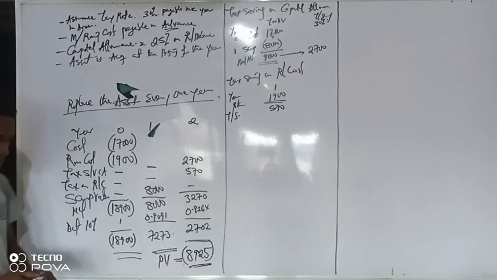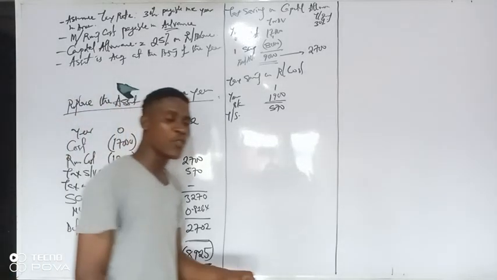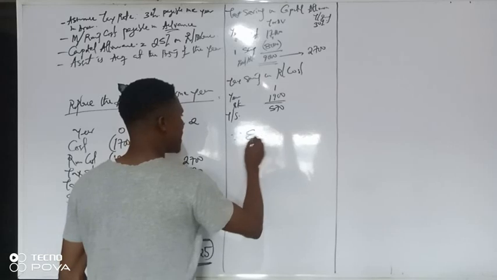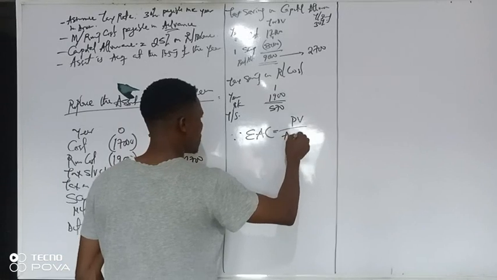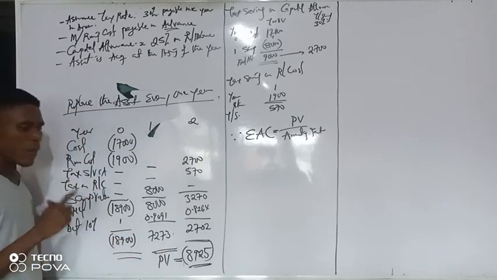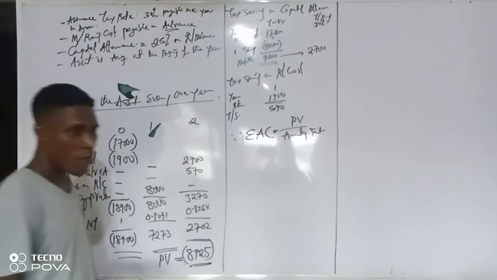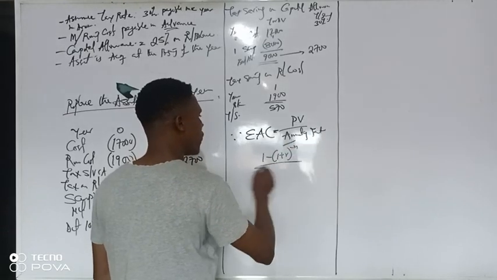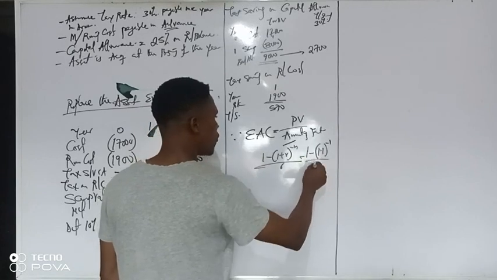Yes. Don't forget, you must not stop there. You must take a step further by computing the equivalent annual cost. So our equivalent annual cost is equal to PV over the annuity factor. Now, your annuity factor for year one at 10% would be 0.9091. If you apply the formula, 1 minus (1 plus rate) to the power of minus n, over r, that would be 1 minus 1.1 to the power of minus 1, over 0.1.